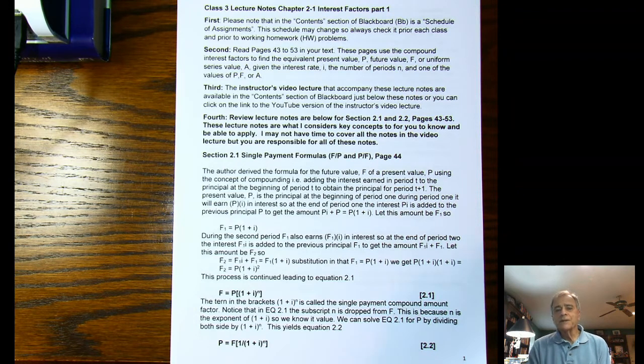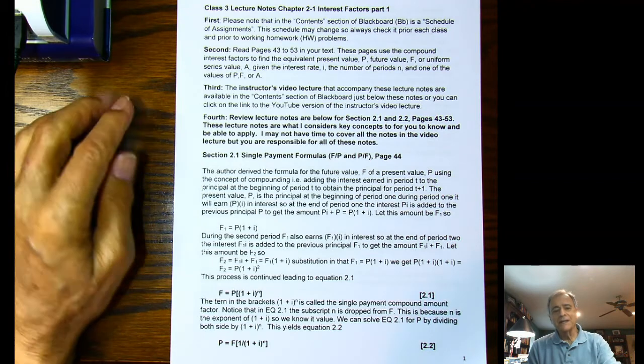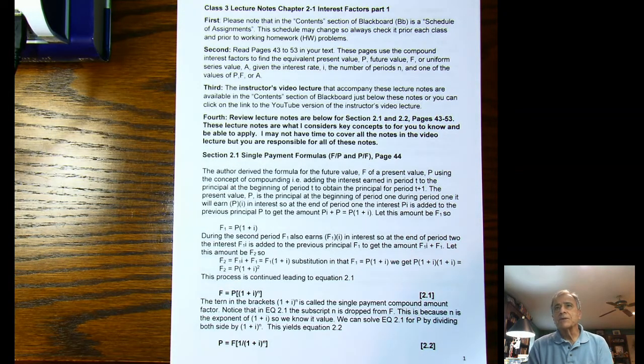I'll go through the sequence of things in my lecture notes again. First, the schedule of assignments is always at the top of the content section of Blackboard. Second, the pages that we're going to cover today are pages 43 through 53 in chapter 2, and this is going to introduce to you the 6 major interest factors or formulas that we will use throughout the course. So it's an important lecture to understand and be able to work with.